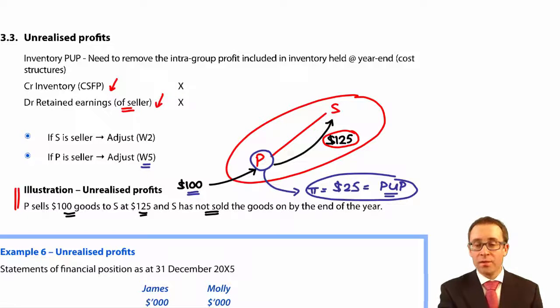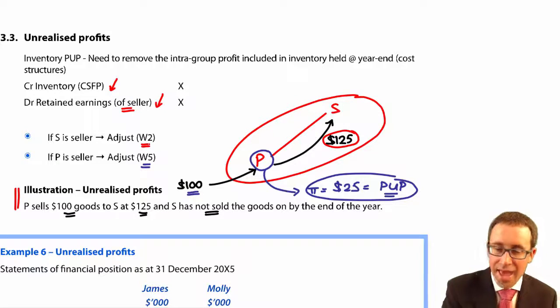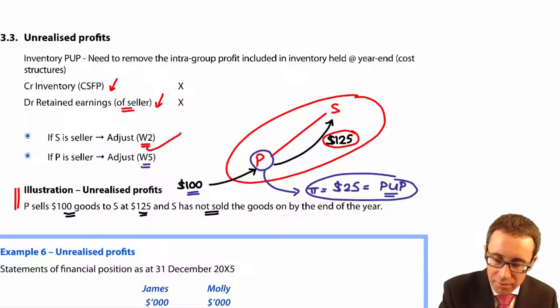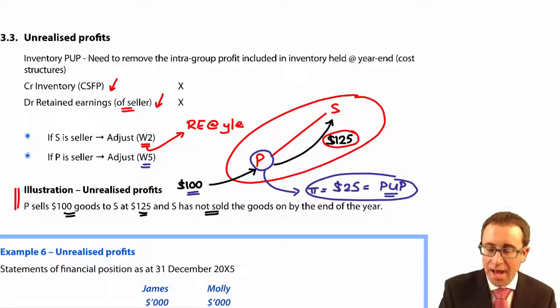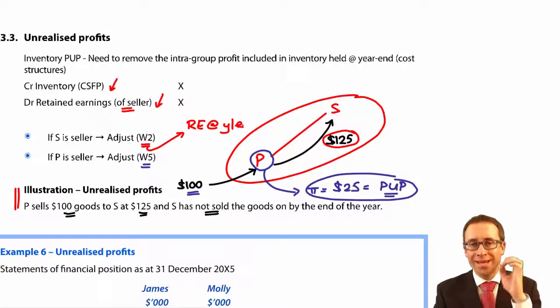Just be careful. If it was to be the other way around and S was to be the seller, then S will have made the profits. And if S has made the profits, then S's retained earnings are in working 2. Please just be very careful there. That adjustment is made to the retained earnings at year end, or if you like, your retained earnings at the reporting date. Okay. There's quite a bit for you to consider.